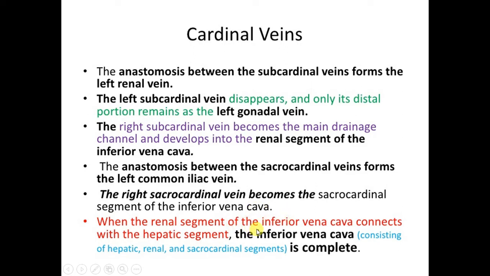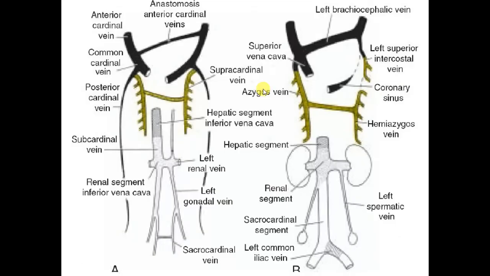So what we have understood is that the renal segment of the inferior vena cava is connected to the hepatic segment, forming the inferior vena cava when it is joined with the sacrocardinal segment. The inferior vena cava system is complete. So again we come to the diagram and confirm our finding that here is the subcardinal system of the vein.